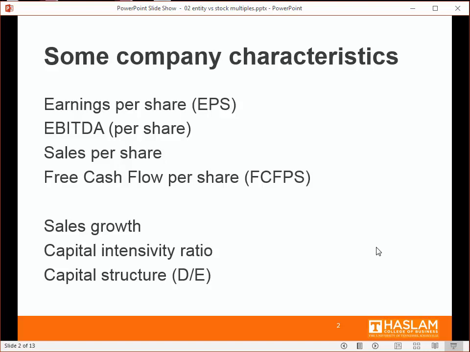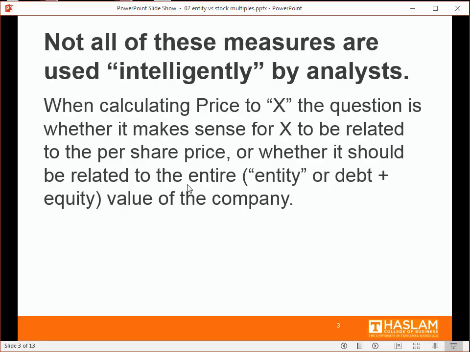And then some other company characteristics that would impact a company's value might be sales growth, capital intensity ratio, capital structure, debt to equity ratios, things like that. All of these characteristics could impact a company's value and in all likelihood will impact a company's value. And cross-sectionally, it can impact the way multiples analysis works.